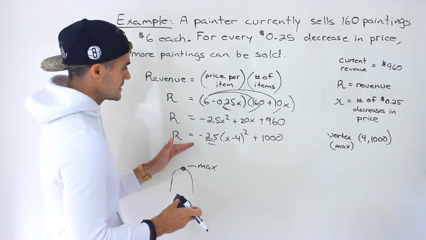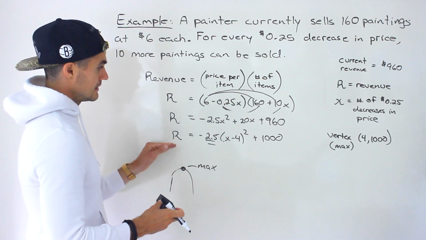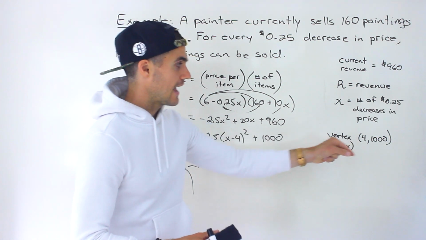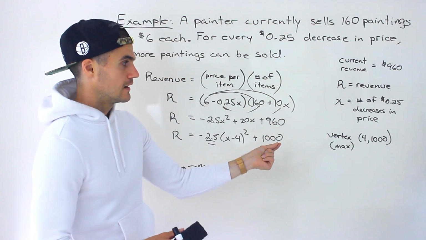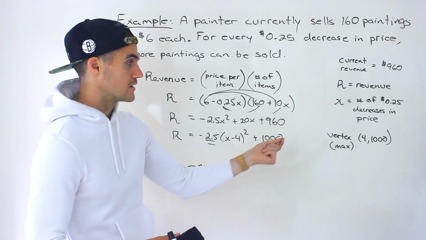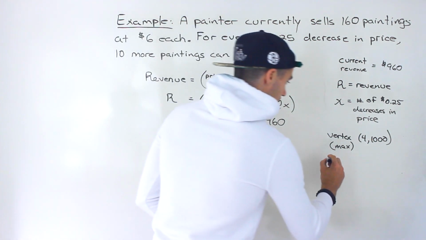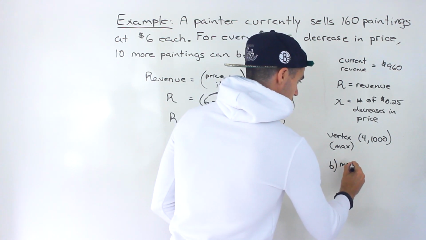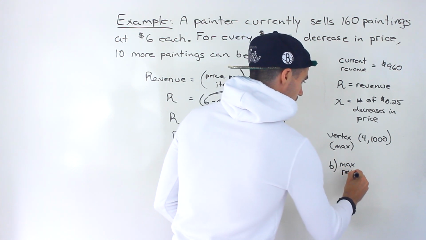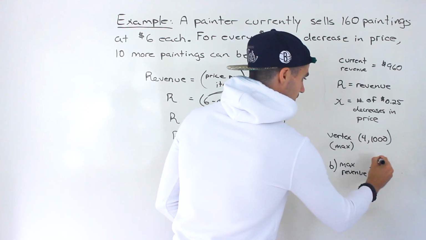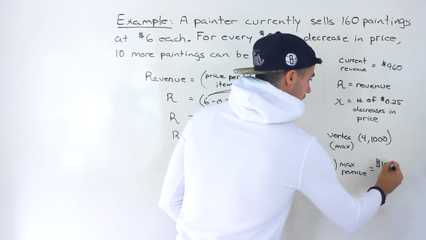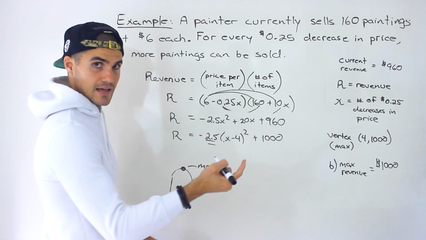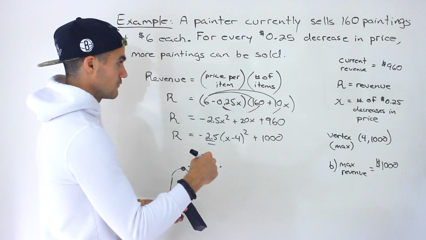And so what's nice is that the fact that we have this format, the fact that we have this vertex, actually answers part B for us. Because we could tell in part B, just from this vertex, that the max revenue, what's the max revenue? Well, it's this $1,000. And then they're also asking, what is the price that maximizes the revenue?